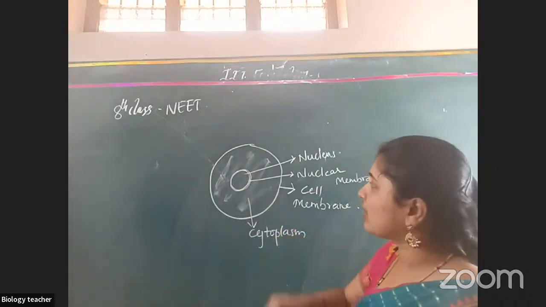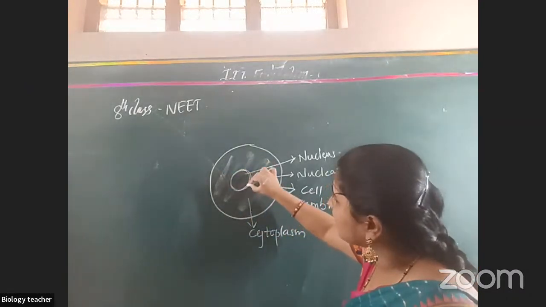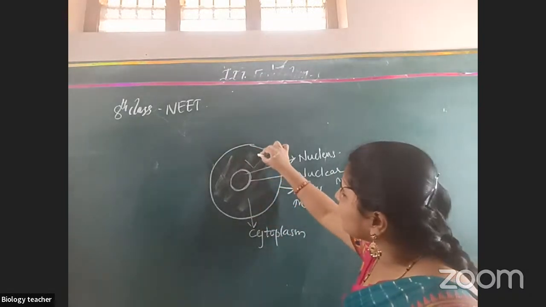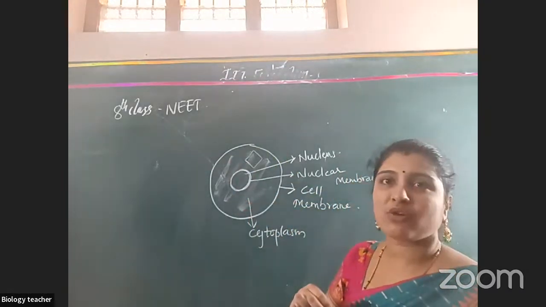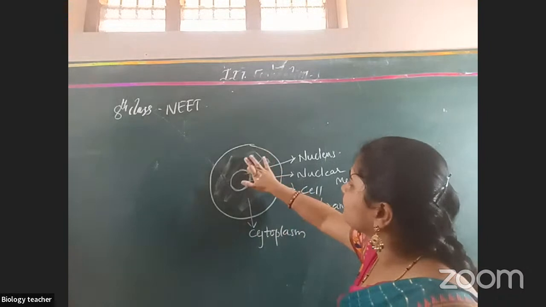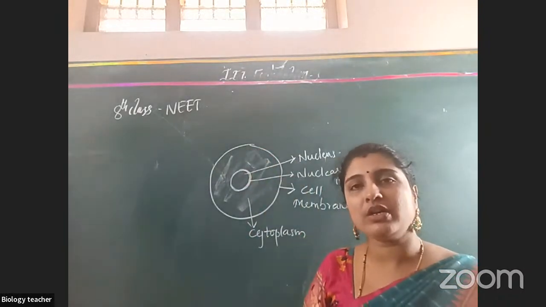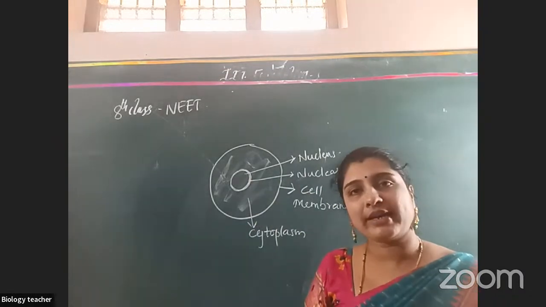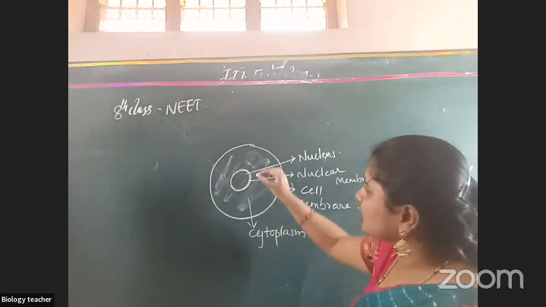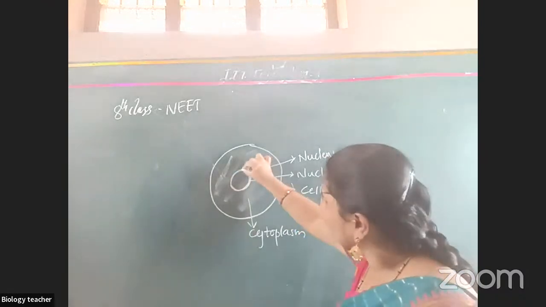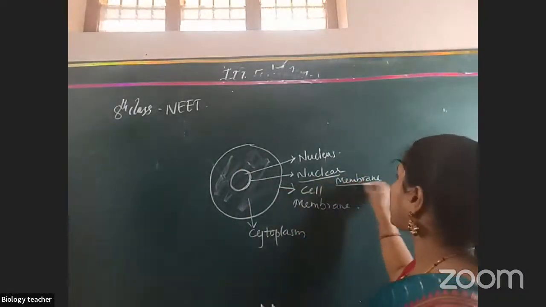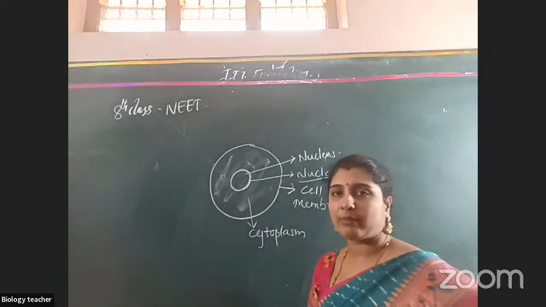So we are saying it as round. How are we saying round? Because of the outer layer. If I draw like this, you will say square, no? By the outer structure we can say whether it is circle, rectangular or triangle. So this round layer which is covering the nucleus is known as nuclear membrane.